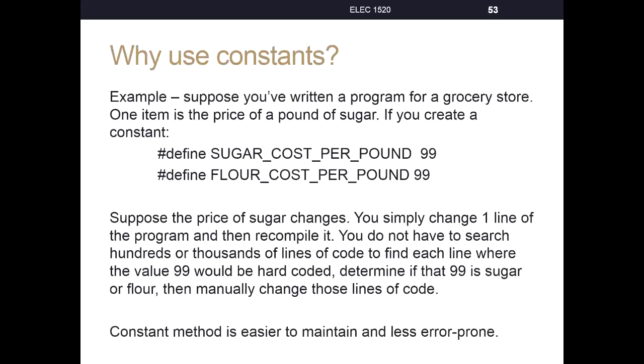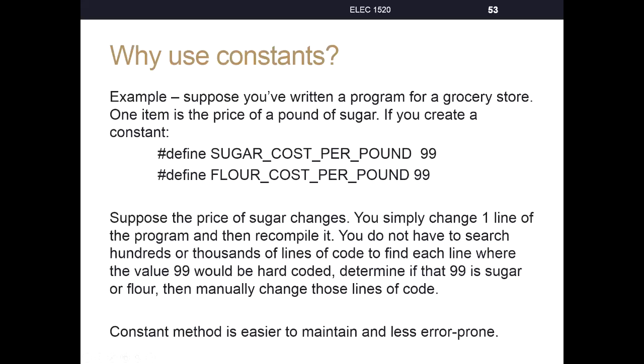Now, why do we use constants? In this example, I'm going to assume that we've written a program for a grocery store. And we've created two macros here, preprocessor directives. One's called sugar cost per pound. One's called flour cost per pound. Notice these are good identifier names. If they're used in code, it's a lot easier to understand that we're talking about the cost per pound of sugar than if we just use 99 everywhere. The same way flour cost per pound.